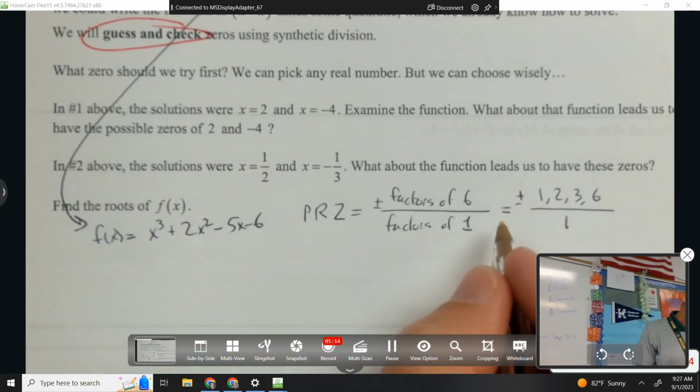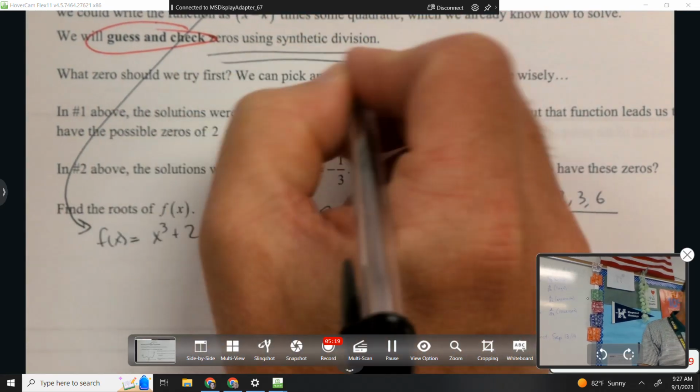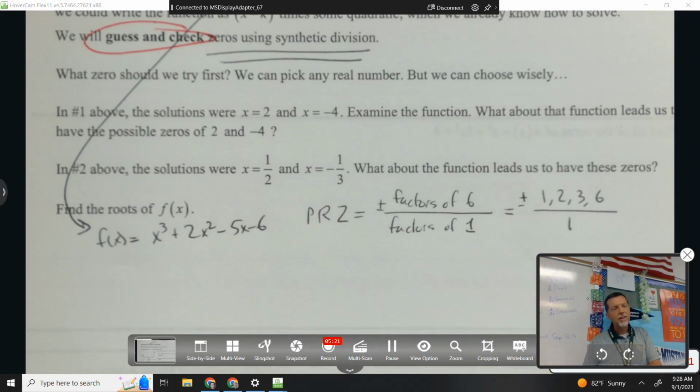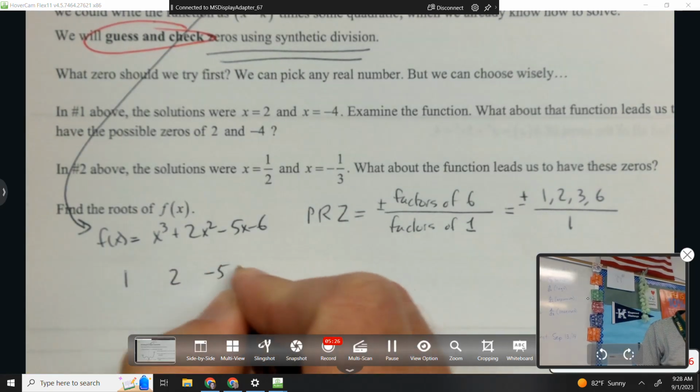Now, when we say guess and check, we'll use synthetic division. Because if we get a 0 at the end, it means it worked. If we don't get a 0 at the end, well, we try something else.